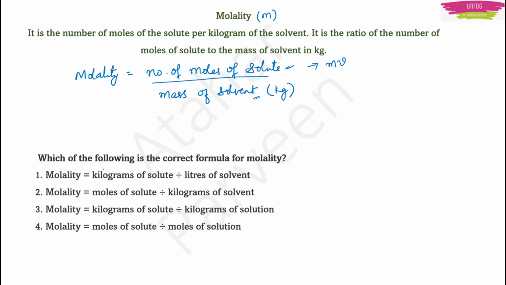Now, this type of a question may be asked. Which of the following is the correct formula for molality? Here you should not get confused. Molality is equal to number of moles of solute upon mass of solvent. See here where you have mass of solvent in the denominator, you have only in option 2. Now you see the numerator, moles of solute. Yes, this should be molality. Option 2 should be the right answer.